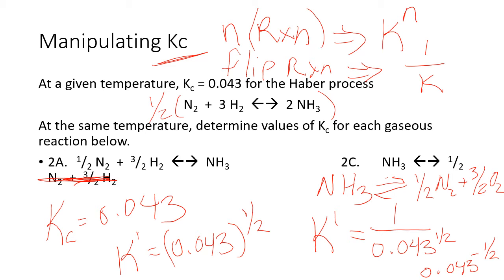Again, if you multiply your reaction by a factor of n, your K value is just going to be K raised to the n. If you flip your reaction, so that means you make your products your reactants and your reactants your products, it's going to become 1 over that original K value.